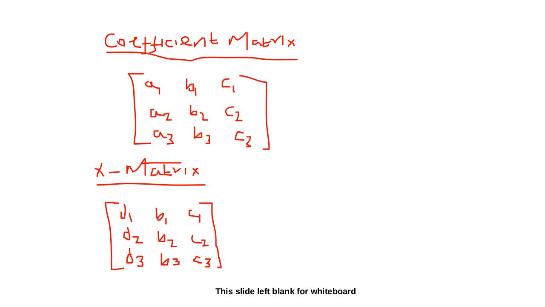This will be the X matrix. So what we have done is that we have only changed the elements in the X column. We have only changed the elements in the X column by the elements of the constant column. So this, we can call it dx. So we'll find the determinant of the X matrix. So we'll come to that later.